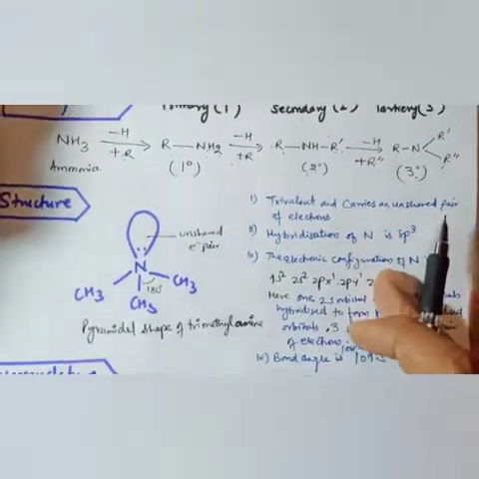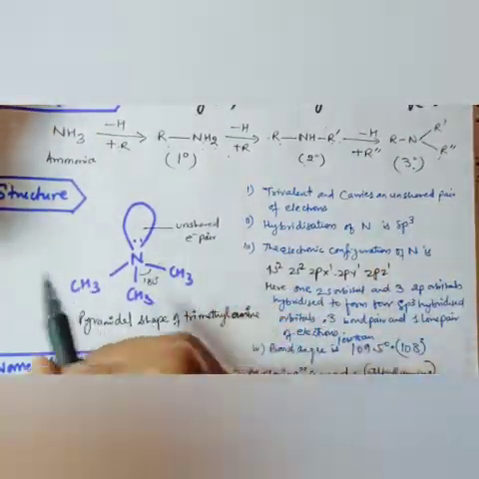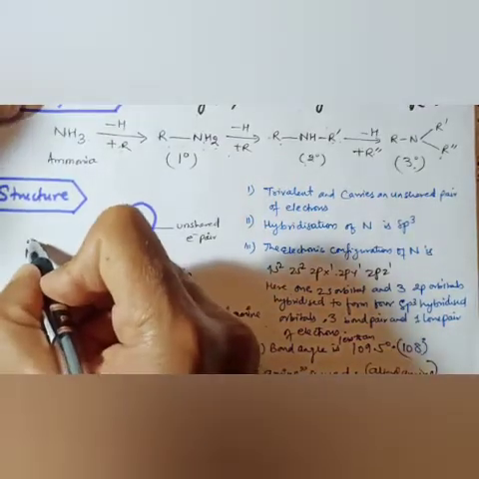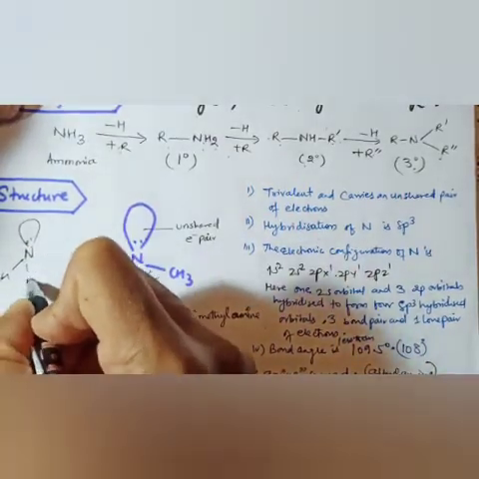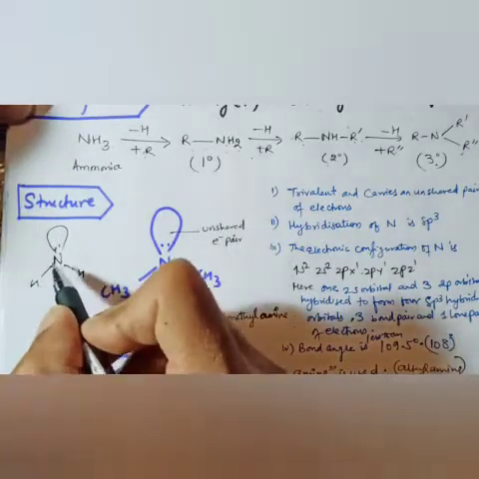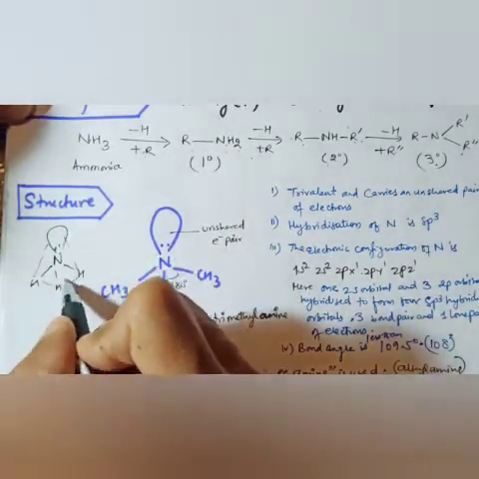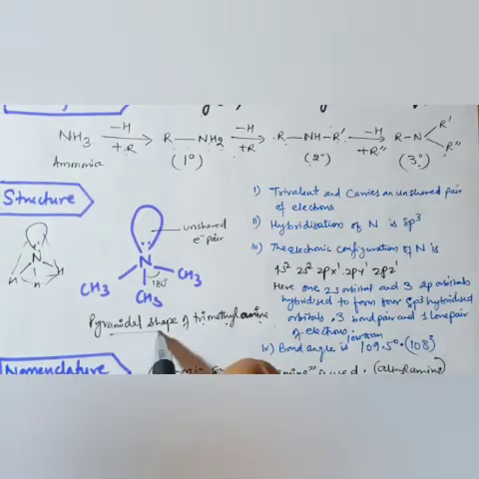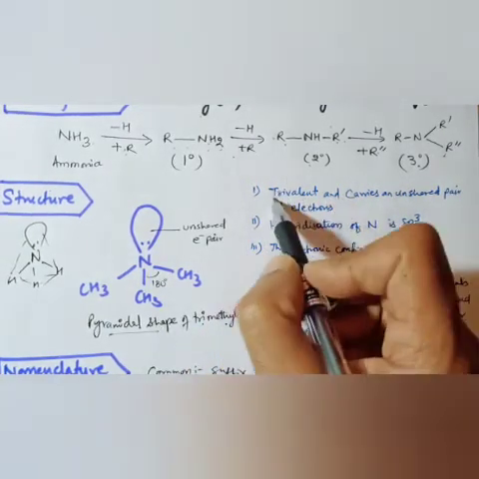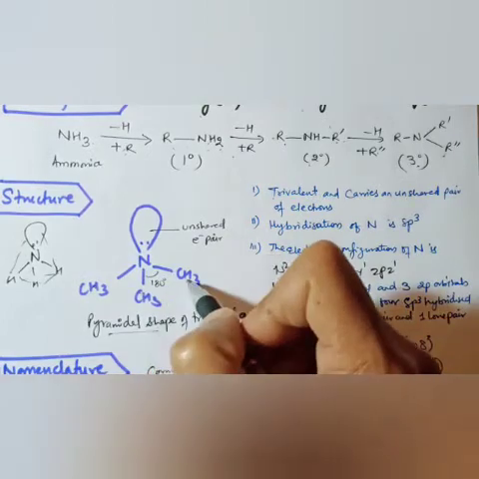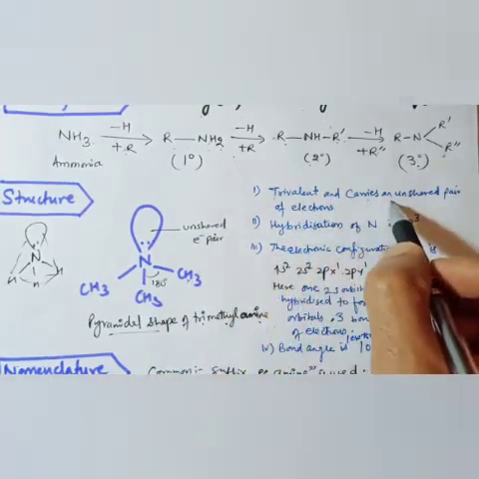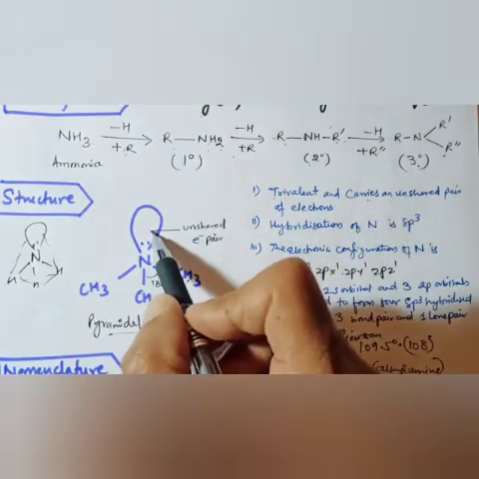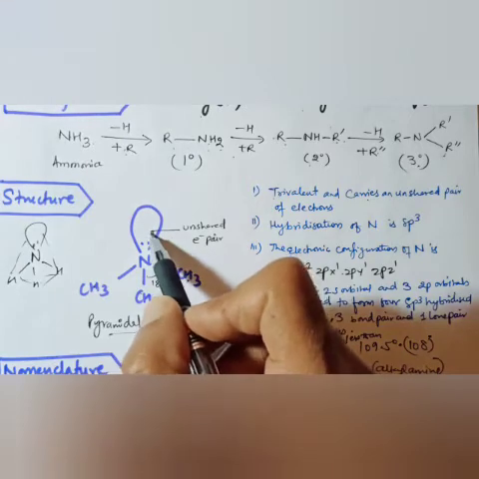Now if we talk about the structure, which is very important, the ammonia structure. See, the structure of ammonia is this. We have studied this. The structure of ammonia is tetrahedral. In a similar way, the structure of trimethylamine is pyramidal in shape. It is trivalent, carrying an unshared pair of electrons on the top, which is called a lone pair. 1 lone pair, 3 bond pairs.